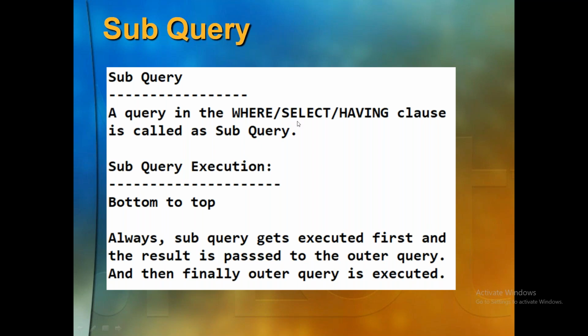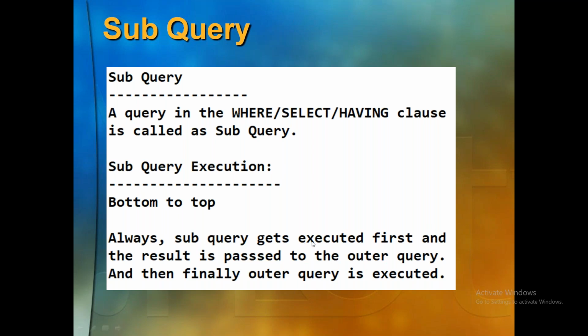So I can also write a query in the select itself, that we'll discuss later. If you write one more query in the where, select, or having, anywhere, that query is called a subquery or a nested query or inner query. Now, subquery execution is bottom to top. First, the subquery gets executed, then it substitutes the data, and later the outer query gets executed. So bottom to top is the execution.